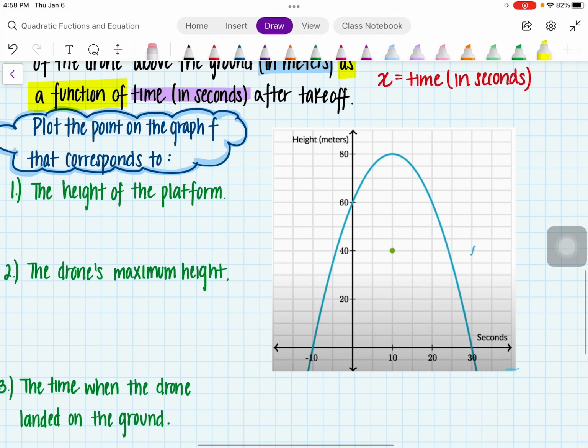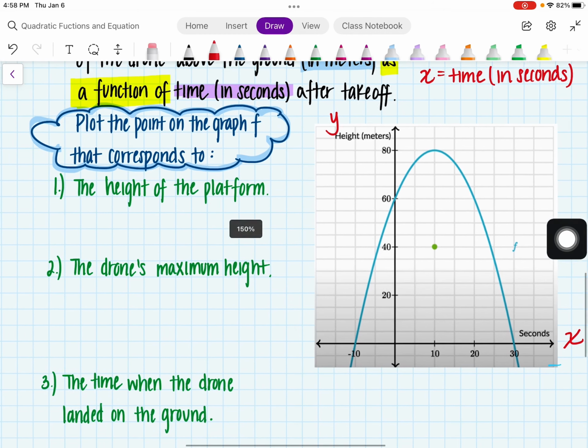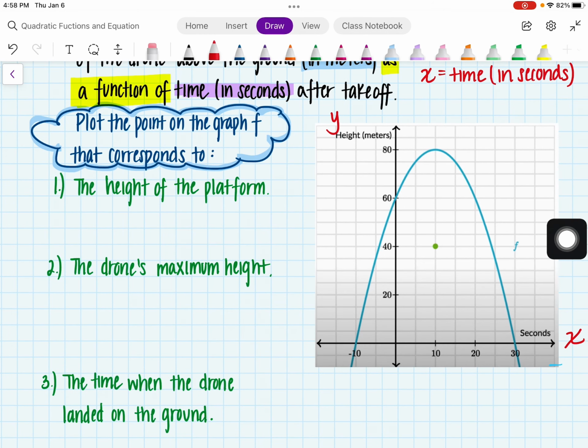Starting off with the first one, we have our graph here. This graph was given to us, and it already gives us a unit of measure. Seconds is x, and height is y. It's already given to us: horizontally is x, vertically is y. In this case, it says, what is the height of the platform? The height of the platform talks about our starting point.